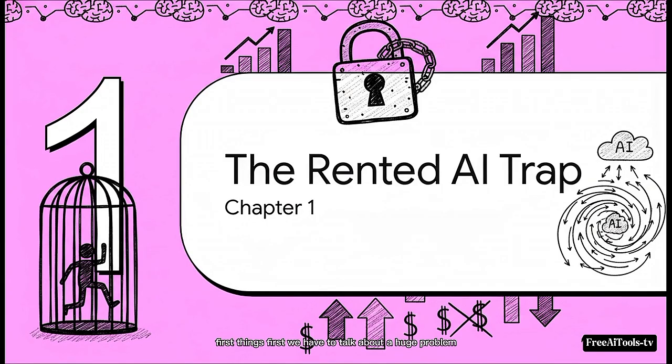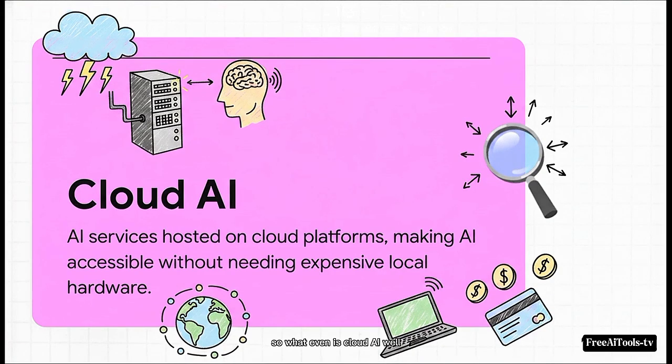All right, first things first, we have to talk about a huge problem that almost everyone is falling into right now. I call it the rented AI trap. So what even is Cloud AI? Well, it's pretty simple. It's just AI that's hosted on someone else's server, like Google's or Amazon's. The idea is you don't need a supercomputer in your office. You just rent access to theirs.